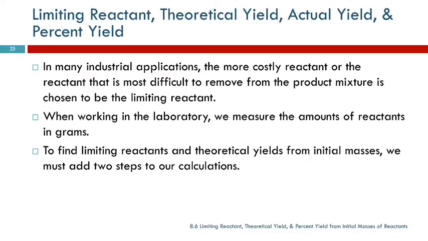In the laboratory, we're going to measure our amounts of reactants in grams instead of moles. And that's where the grams to moles to moles to grams comes in. And so to find our limiting reactant and our theoretical yields from the initial masses, we need to add two steps. So basically, we're going to use what we learned at the beginning of the chapter, converting grams to moles to grams, but we're going to do it twice in each problem. Okay?